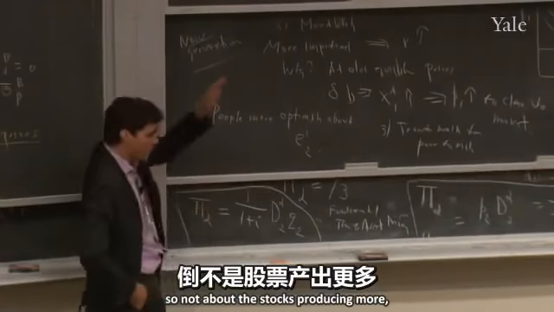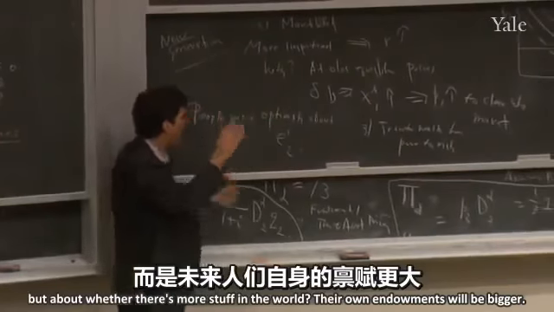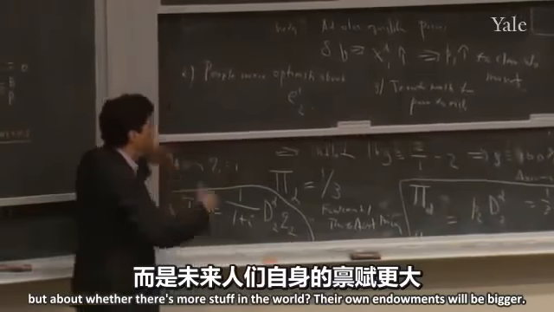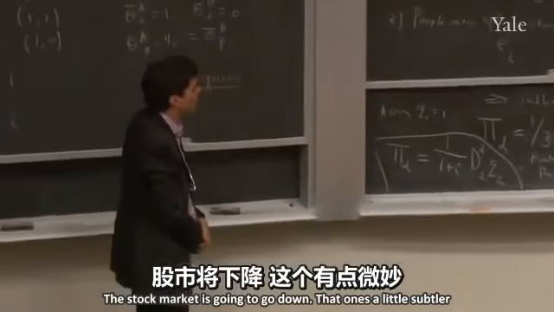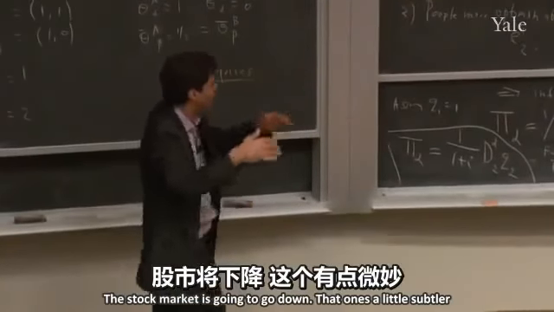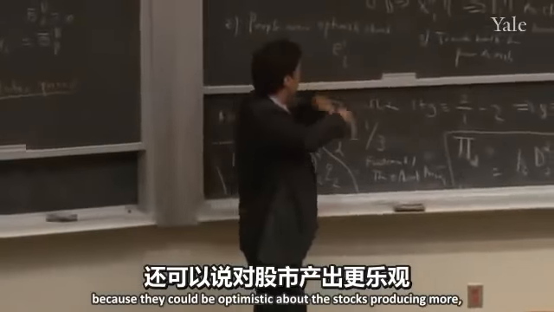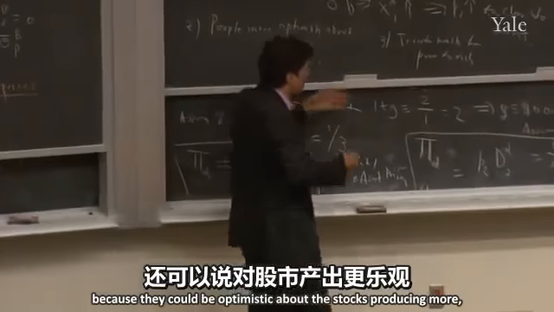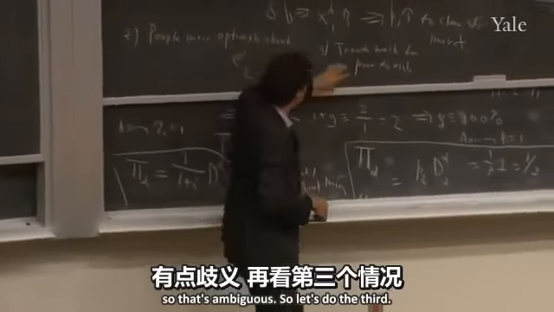So not about the stocks producing more, but about whether there's more stuff in the world. Their own endowments will be bigger. The stock market's going to go down. Okay, that one's a little subtler because they could be optimistic about the stock prices, about the stocks producing more, so that's ambiguous. So let's do the third.